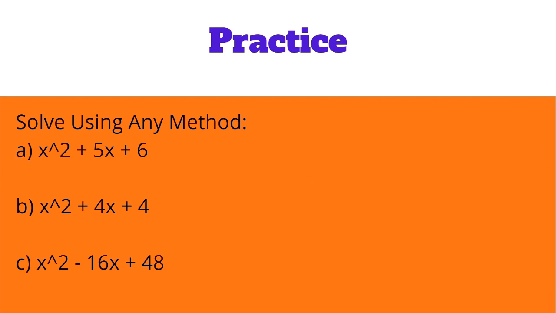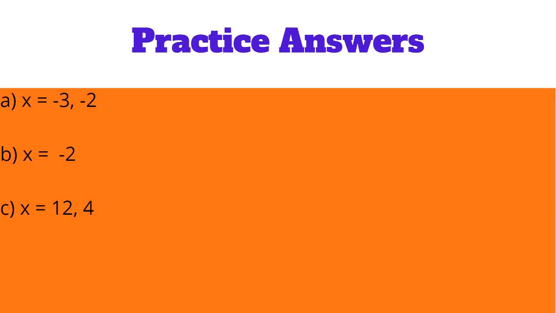So 3, 2, 1. And here are the answers. So for the first one, you could get the answer negative 3 and negative 2. And the way you do this, again, any method you want, but if you were to factor it, you would get x plus 3 times x plus 2. But then if we solve those two linear equations, we'll get x equals negative 3 and x equals negative 2.